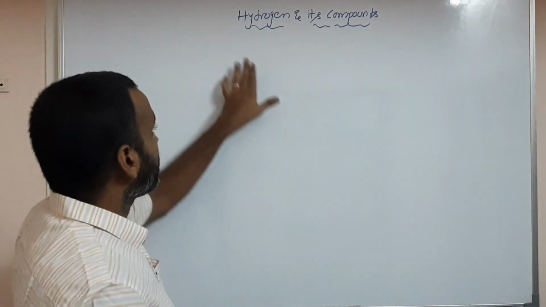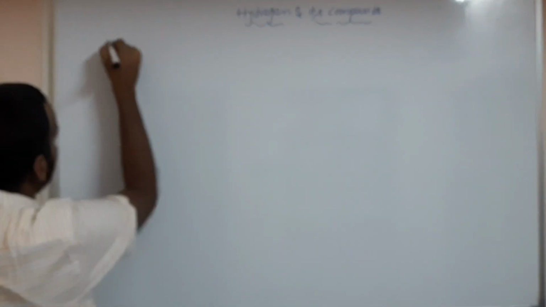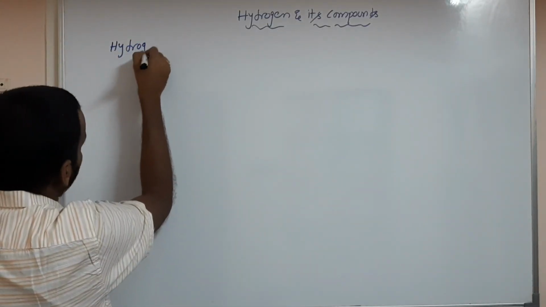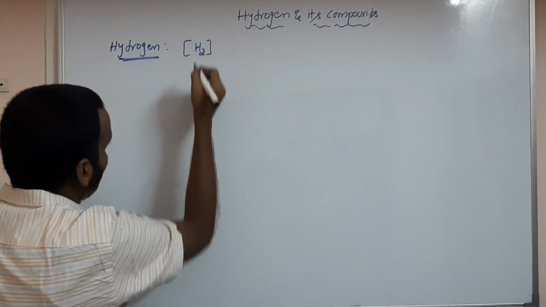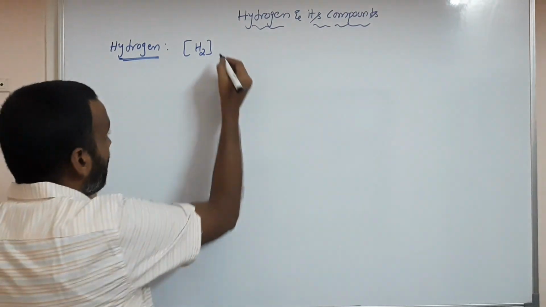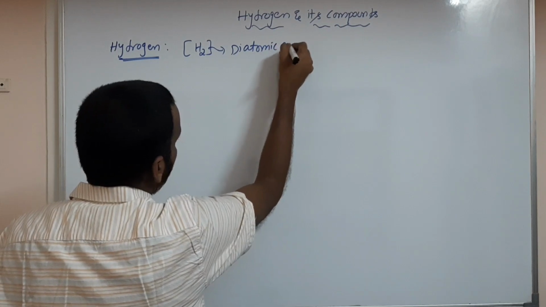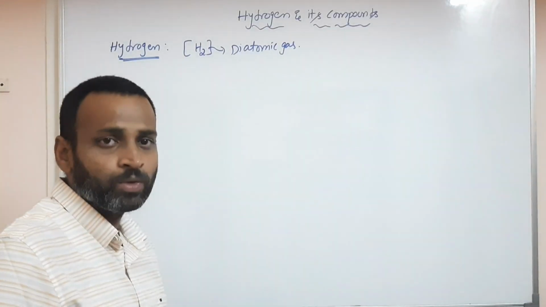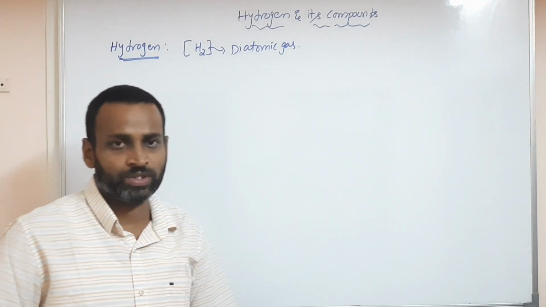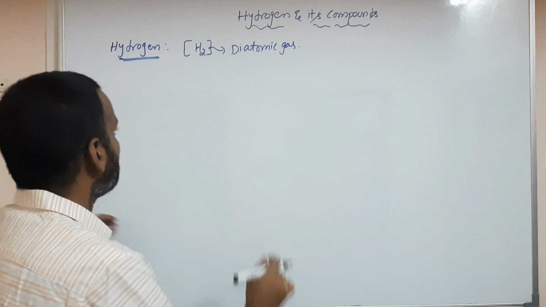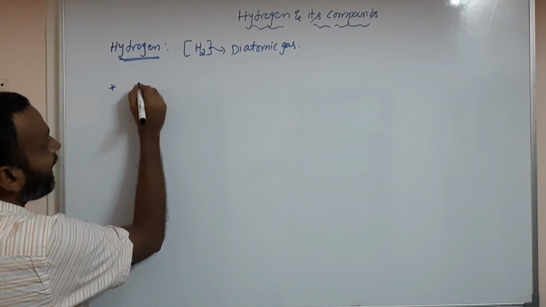Okay, sir. Now come to hydrogen and its compounds. About hydrogen we have to know first. Hydrogen, everybody knows, is a diatomic gas, H2. Hydrogen is a diatomic gas actually. Everybody knows this. Correct, sir?